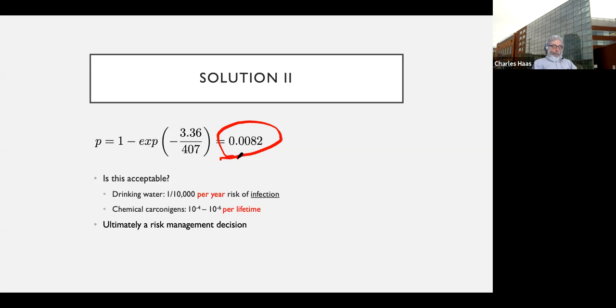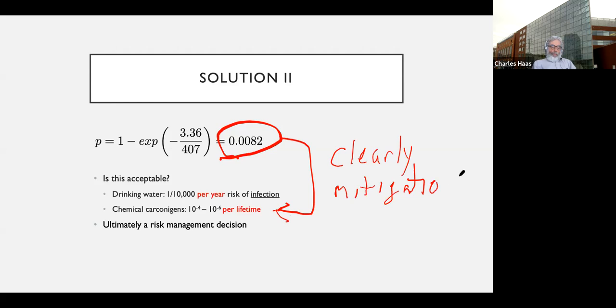Is this acceptable compared to those? That needs to be addressed. And one variable is clearly going to be the cost associated with reducing that risk, with mitigating that risk.